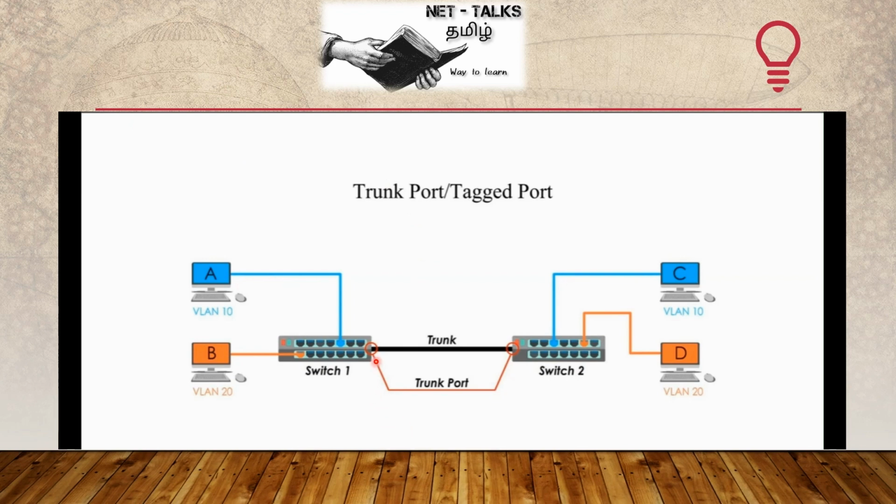Now, the trunk port: whatever information it sends is completely tagged. Let's see in this example. Here there are four access ports, A, B, C, D, connected to the access ports. It is an untagged port. Access ports are untagged ports that we need to configure specifically.